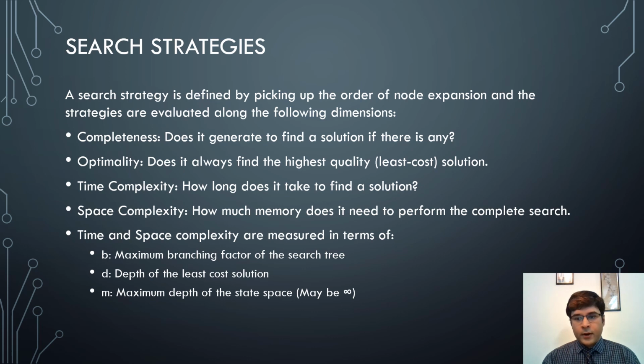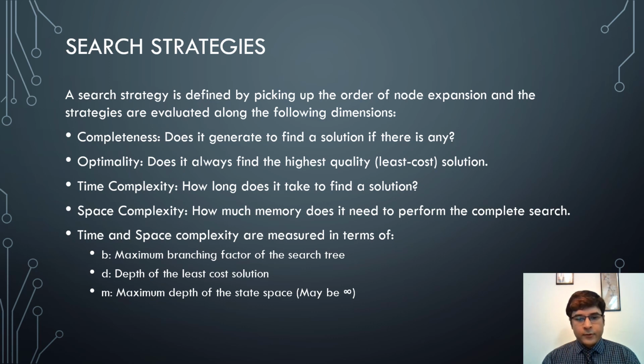For example, in the traveling salesman problem, we need to find the complete cycle of cities traversed by the salesman that has the least distance covered. Time complexity: how long does it take to find a solution? This implies the time factor of the search. Space complexity: how much memory does it need to perform the complete search? This implies how much computer resources the search employs.